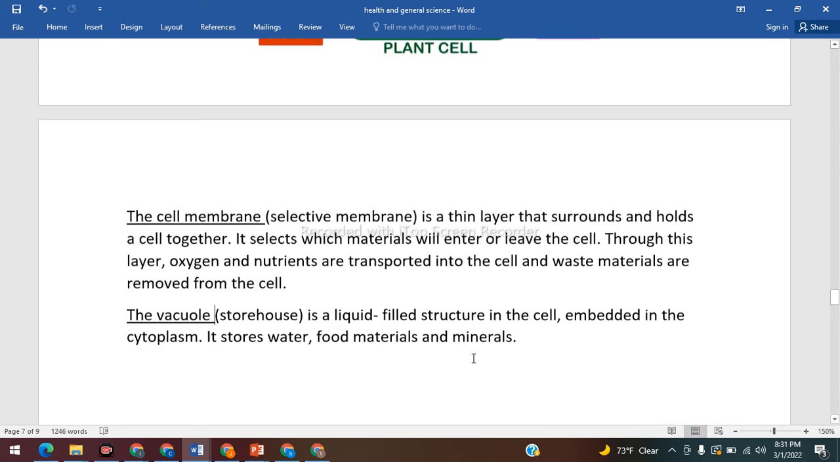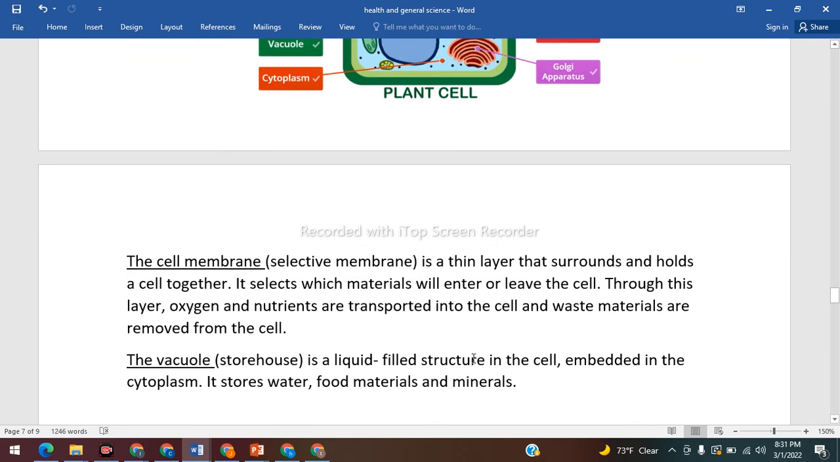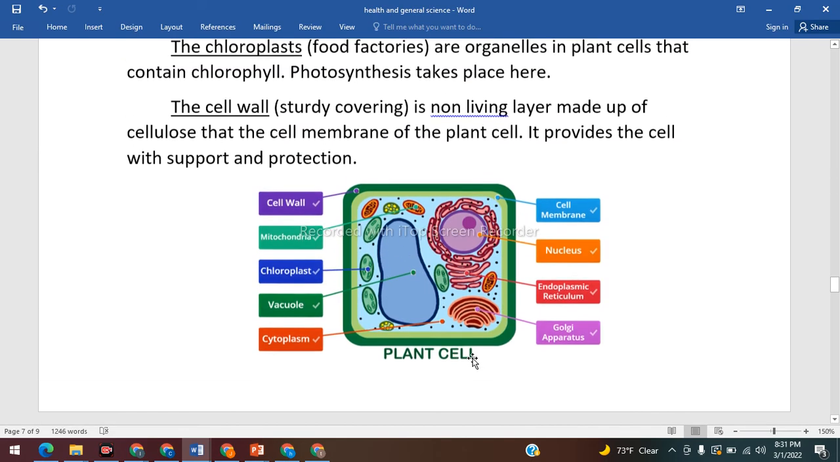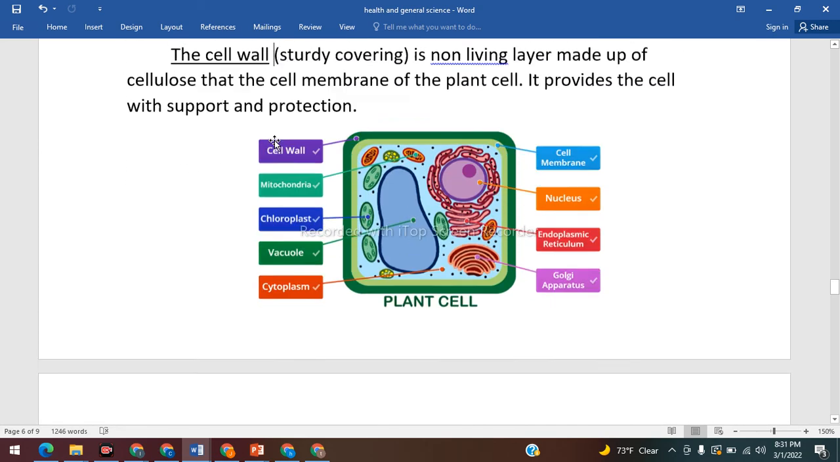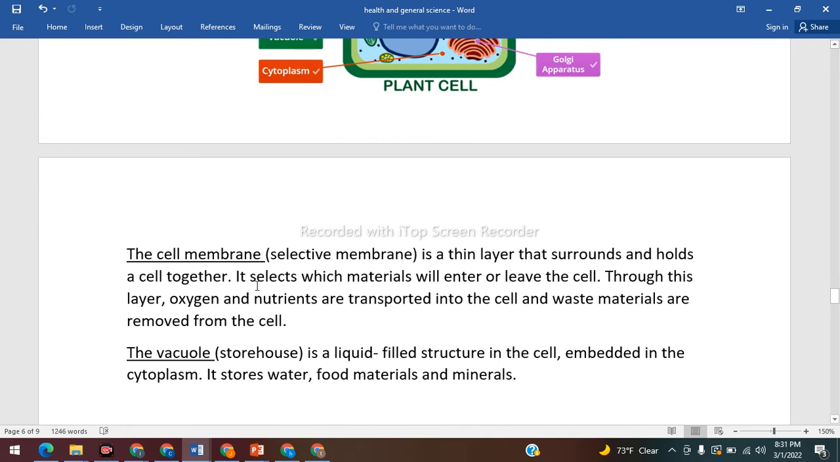So hopefully you all have these notes already. Send in the notes for me. Not much notes for this class today, but send the notes if you did chloroplast, cell wall, cell membrane, and vacuole. Send in the notes for me.